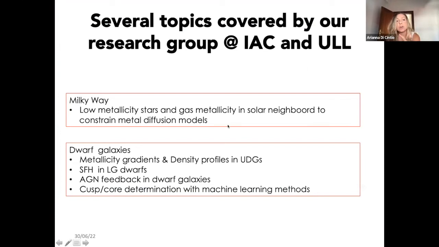As I said, I'd like to cover, with just 1 or 2 slides, a lot of topics that we are currently working on. With regard to the Milky Way, we are working on constraining metal diffusion models by looking at low metallicity stars and gas metallicity within the solar neighborhood. Then I will move to the regime of dwarf galaxies, where we are much more active. I'm going to look in detail at ultra-diffuse galaxies, in particular at their metallicity gradients and density profiles. Then I will dig a bit into the star formation histories in Local Group dwarfs. I will then talk about the impact of AGN feedback on dwarf galaxies. And finally, I will end with machine learning methods applied to cusp and core determination.